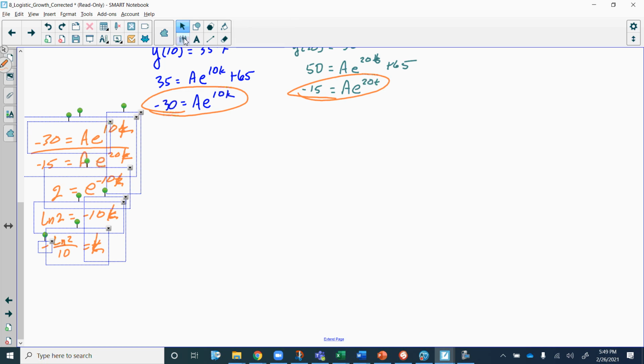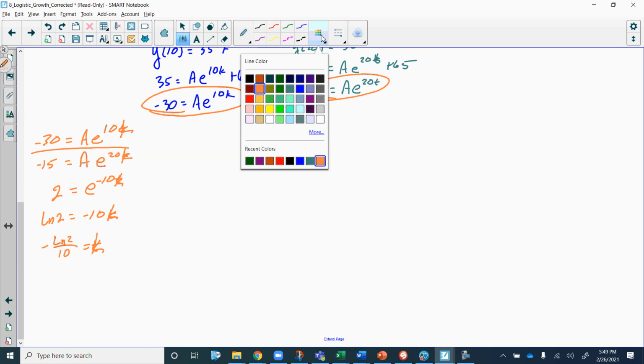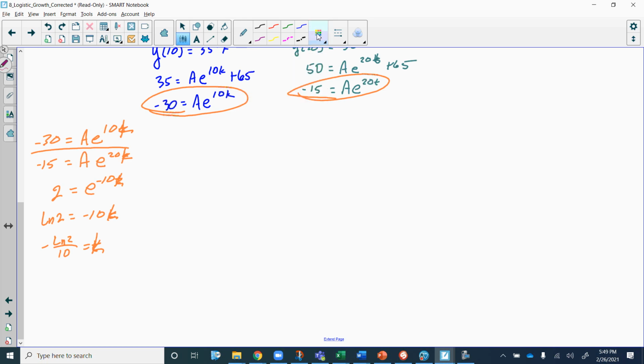So now that we have a value for k, let's find A. I can do that using either of the two equations that I have. In this case, I'm going to look at this one here, though I could do it on the other one. If I wanted to find A, I'm going to say negative 30 divided by e to the 10k power is equal to A. Well, we know what k is in this case.